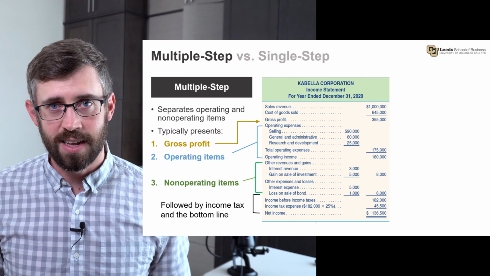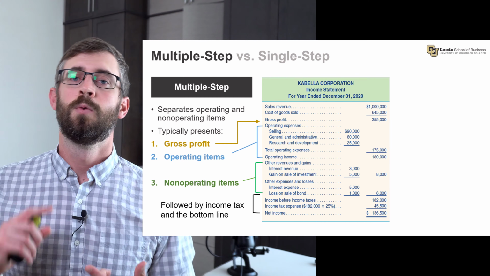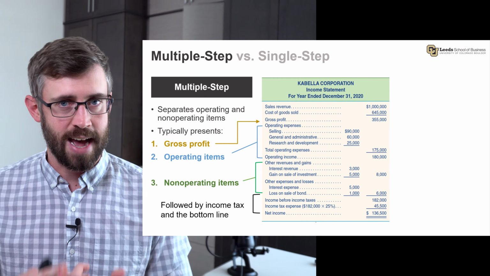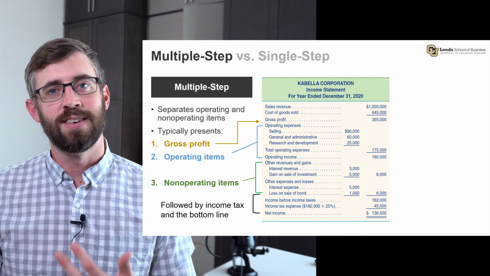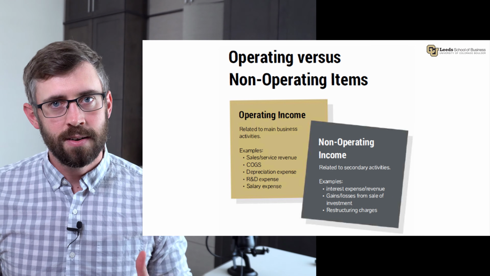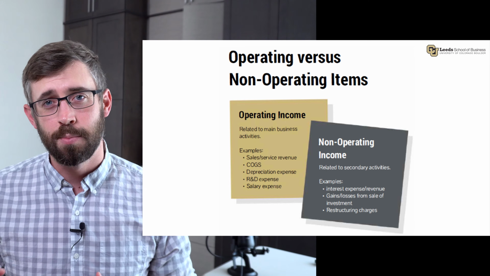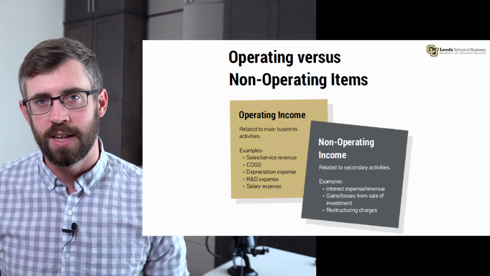Now at the bottom of this income statement, we have the same few lines that we saw on the single step. We're always going to have our income before tax. We're always going to have our tax expense, and then we're going to have net income, which is that after-tax income. So let's dig in just a little bit into what makes something operating versus what makes something non-operating, because that's an important distinction here for this multi-step income statement.